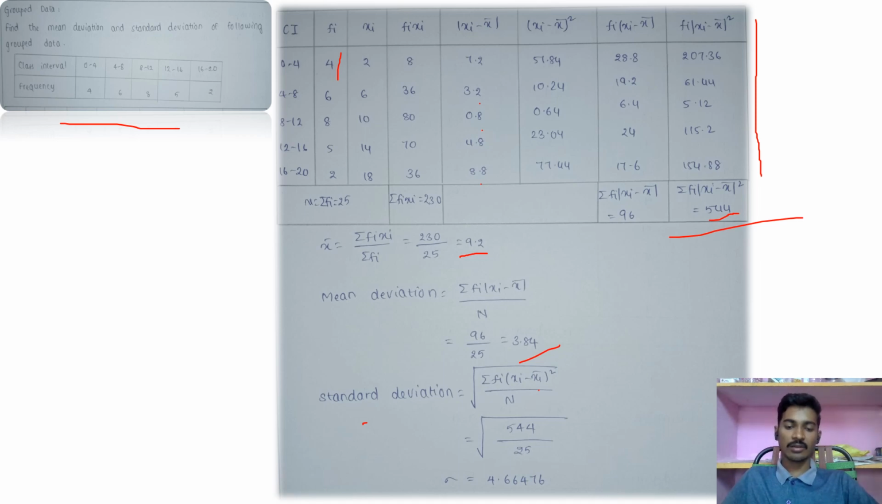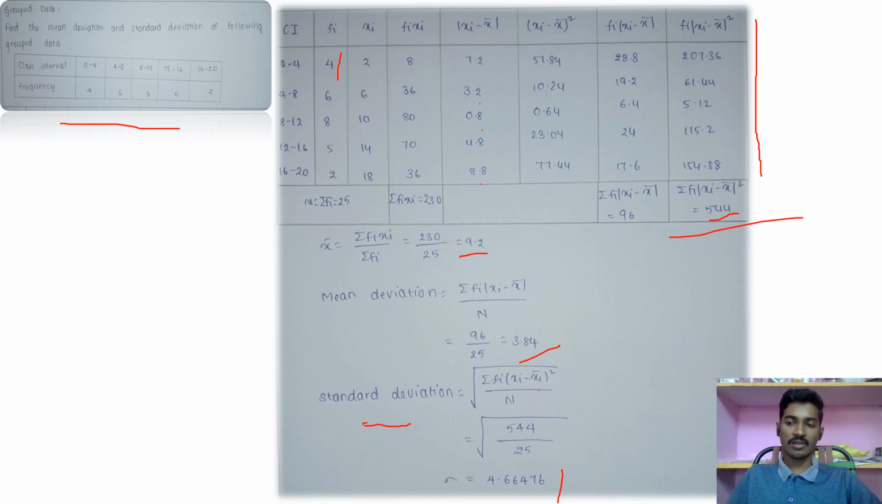Now by substituting the values in the formula of standard deviation, that is root over sigma fi into xi minus x bar whole square by n, we get root over 544 by 25, that is equal to 4.66476. Here we can round the values as required. And we have seen examples in both cases, that is grouped and ungrouped.